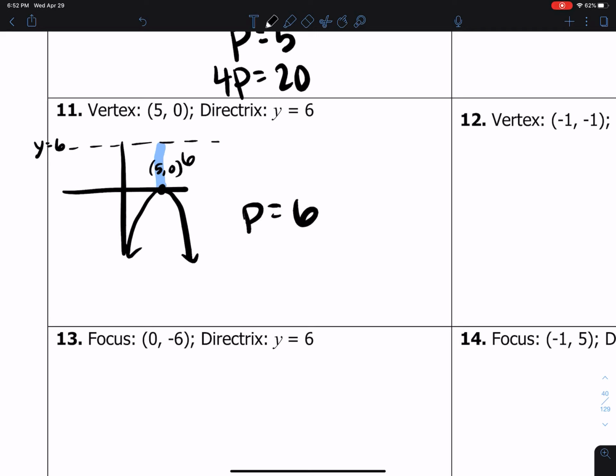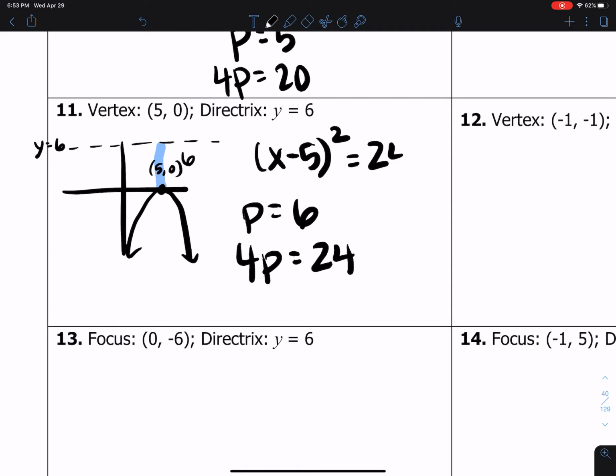So P equals 6, 4P equals 24, and this is opening down. So we have x minus 5 squared equals 24y, and it should be negative because it's opening down. So it's x minus 5 because that's the x coordinate, and then this would be y minus 0, but since it's just y minus 0, that's the same thing as just writing y.